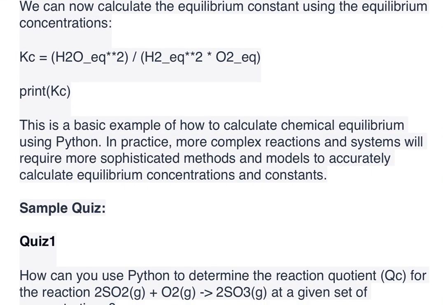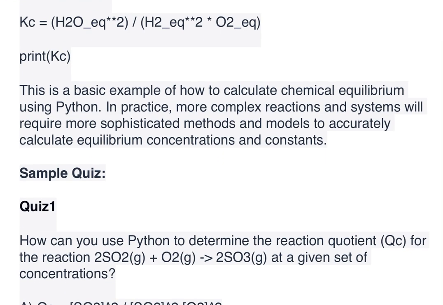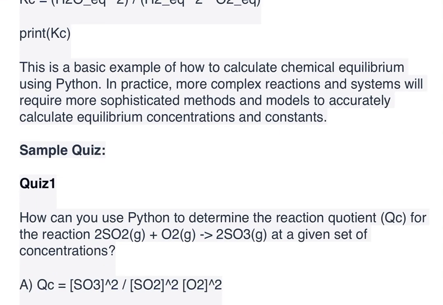This is a basic example of how to calculate chemical equilibrium using Python. In practice, more complex reactions and systems will require more sophisticated methods and models to accurately calculate equilibrium concentrations and constants.